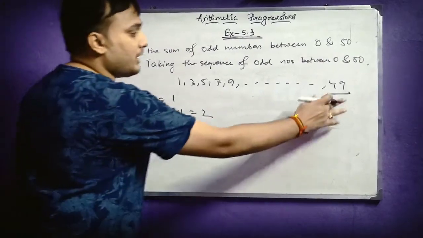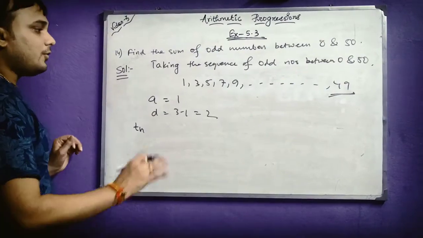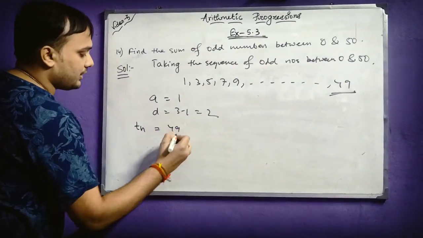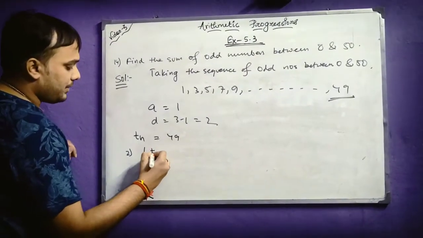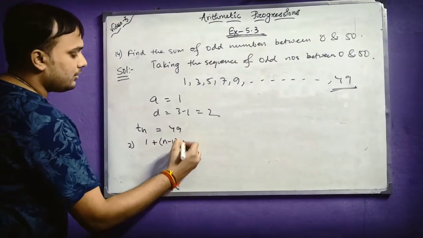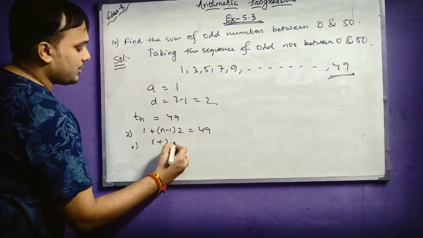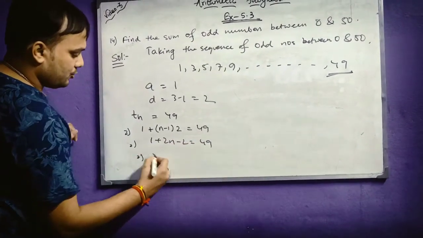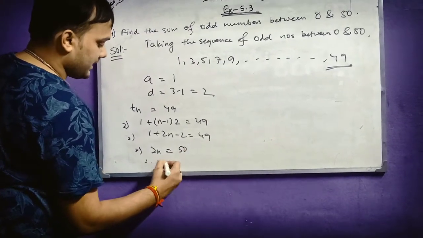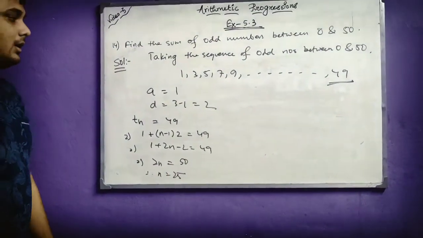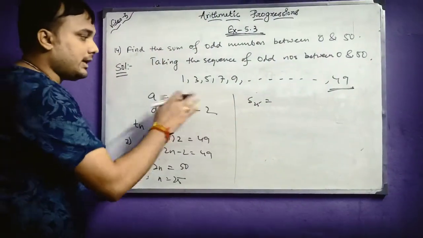So as 49 is the last term, we will take, okay, one more thing students, yes, we will take Tn as 49 only. Okay, so Tn is how much? 49. Get the value of n here. It will be A, that means 1 plus n minus 1 into D equals to 49. That is equals to 1 plus 2n minus 2 equals to 49. 2n is equals to 50. Therefore, what is n? N is 25.